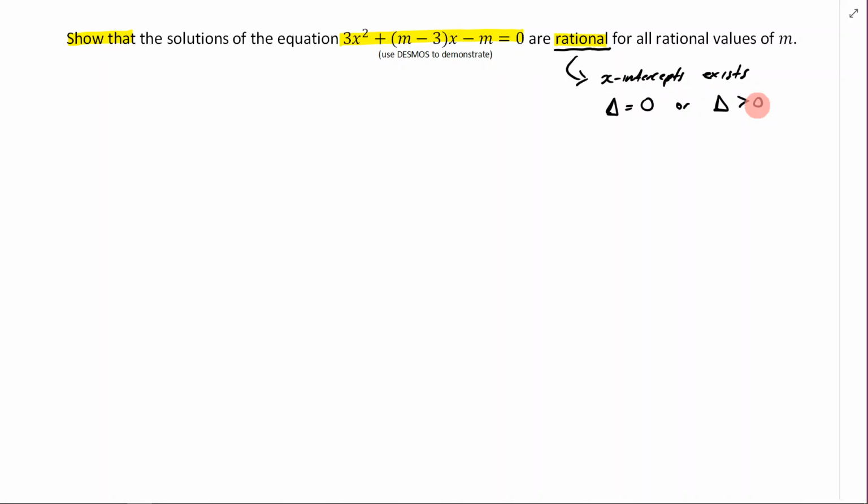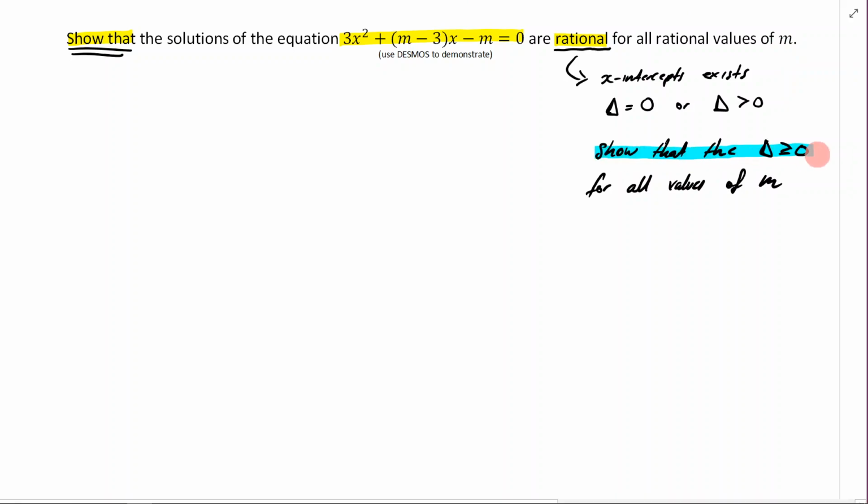Now this is an interesting type of question because it's a show that question. So we want to show that the discriminant is greater than or equal to 0 for all values of m. That's that last part of the question. So show that the solutions are rational for all the rational values of m. So this is what we're trying to do here. We're trying to show that the discriminant is greater than or equal to 0 for all values of m. That's what the question is asking us to do.